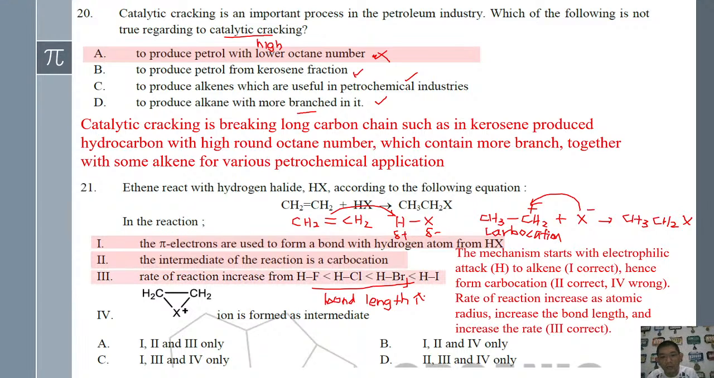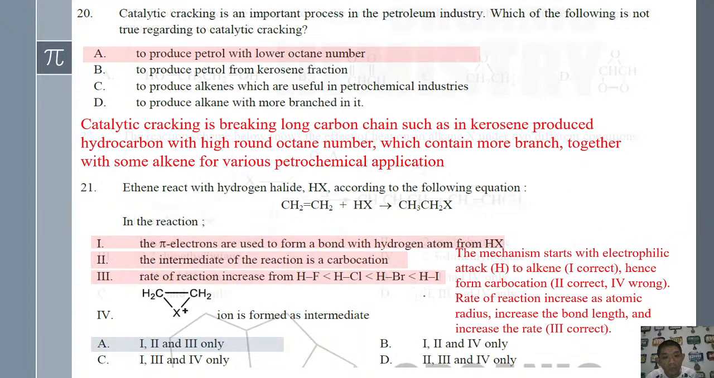Okay, because bond length increases, bond strength decreases. And in here, the intermediate is the carbocation, so not this. So that is why our best answer in here is A. Okay, so this is for question 21.